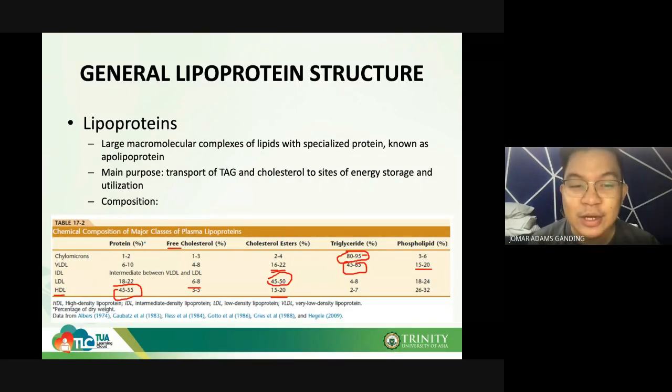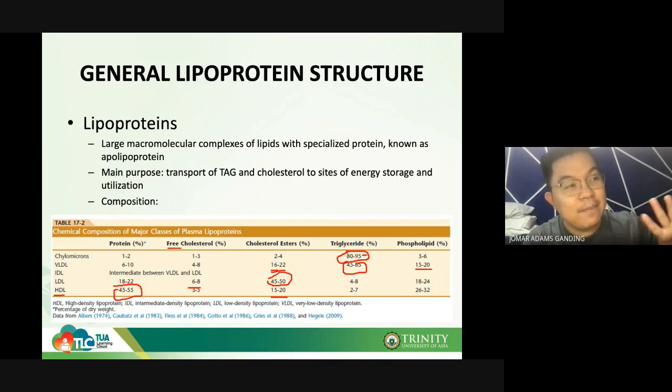Now, what is the job of your HDL? HDL is known for the reverse pathway. When we say reverse pathway, HDL is the one that collects excess cholesterol in the body and will return it back to the liver. Okay? That is the reason why we call it your good cholesterol. It is also a cardioprotective molecule, because it will prevent you from having cardiovascular diseases. That's why we call it your good cholesterol. It will collect the excess cholesterol and then return it back to the liver.